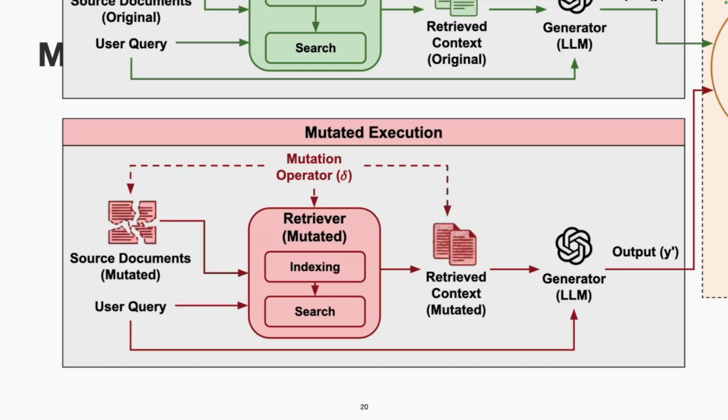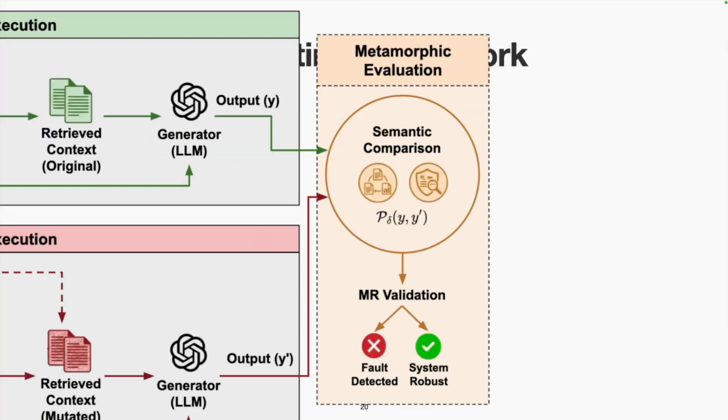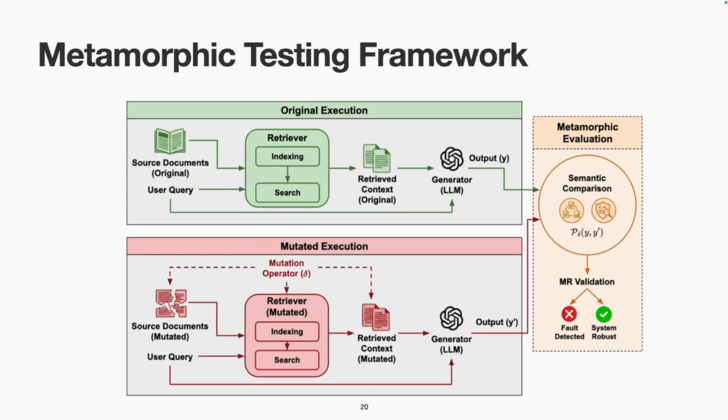With these two different executions, the original execution and the mutated execution, what we do is compare the two different outputs, y and y prime. By comparing these two LLM outputs, with these metamorphic relationships, we can decide whether the LLM is consistent with these changes or not. If it is not consistent, we say that there is a fault in the RAG-based LLM system. If it is consistent, then we say that the system is robust. So this is a very simple overview of the metamorphic testing framework pipeline.